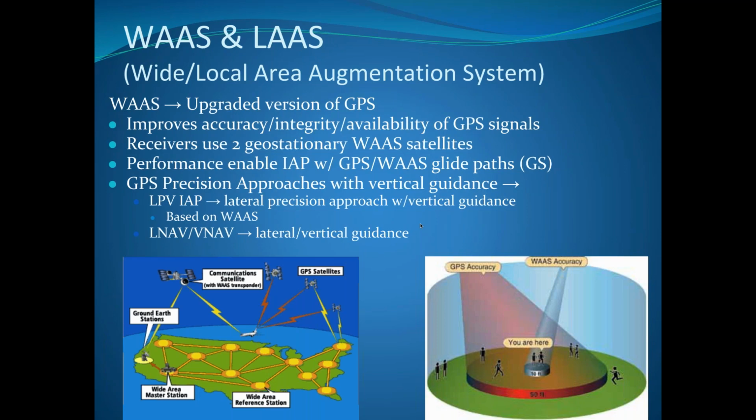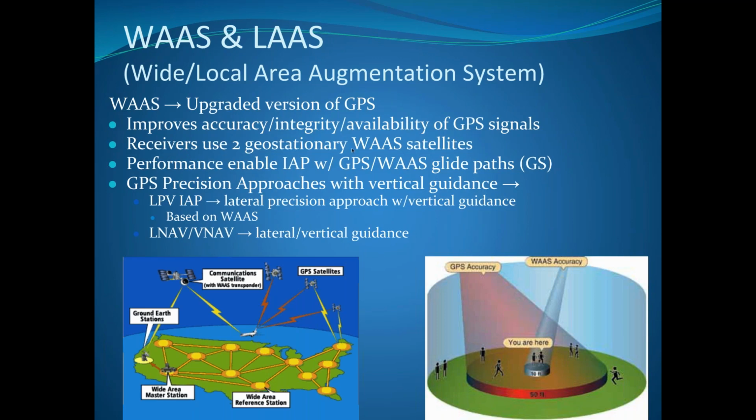So WAAS and LAAS. So wide area and local area augmentation systems. So WAAS is just an upgraded version of the GPS. Like it's shown here, what a GPS gives you in a 50-foot range, WAAS can give you a 10-foot accuracy. So it just improves the accuracy, integrity, and availability of GPS.